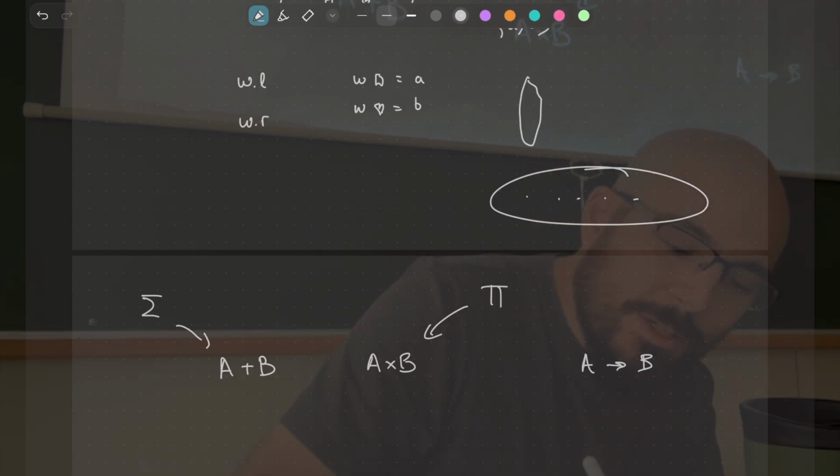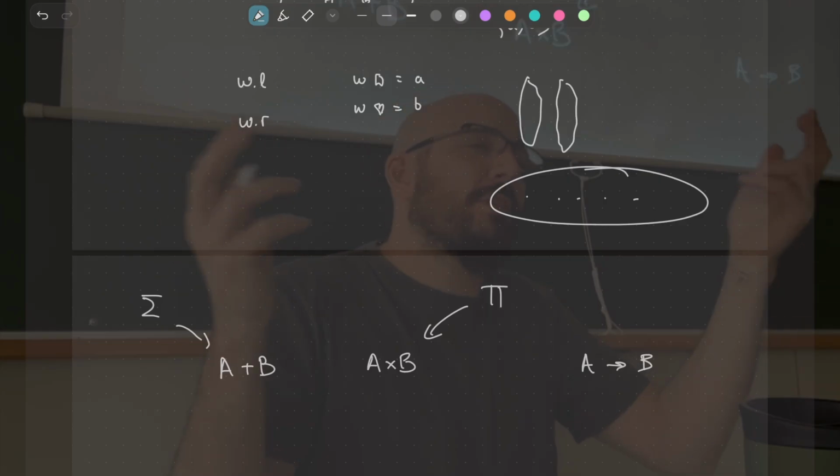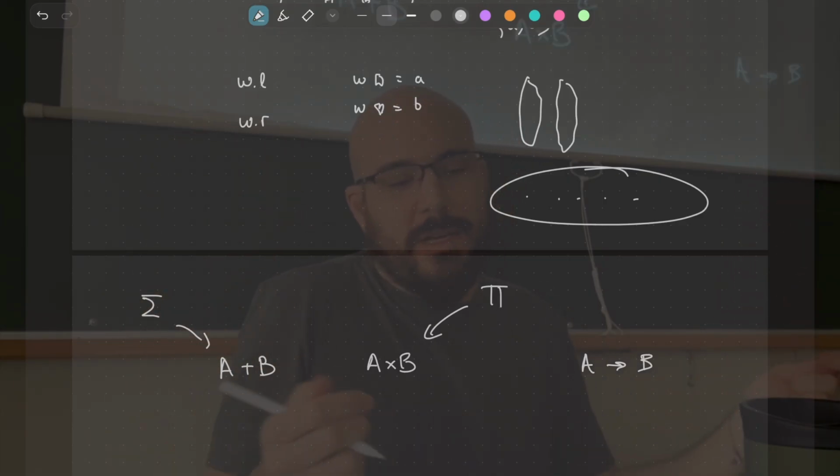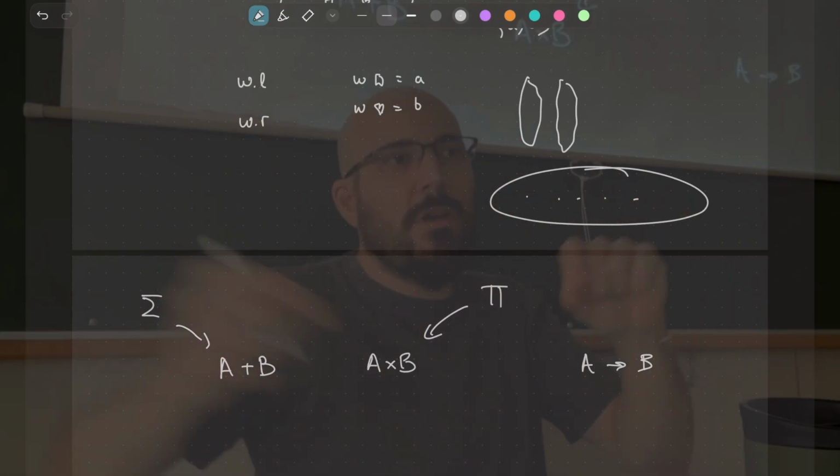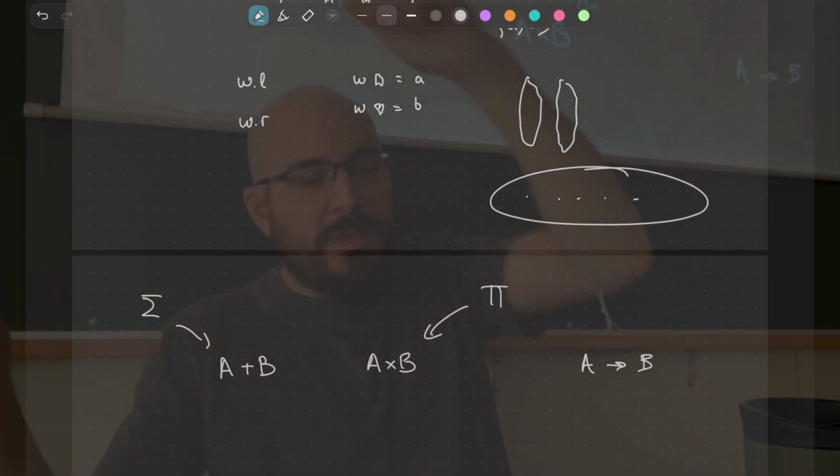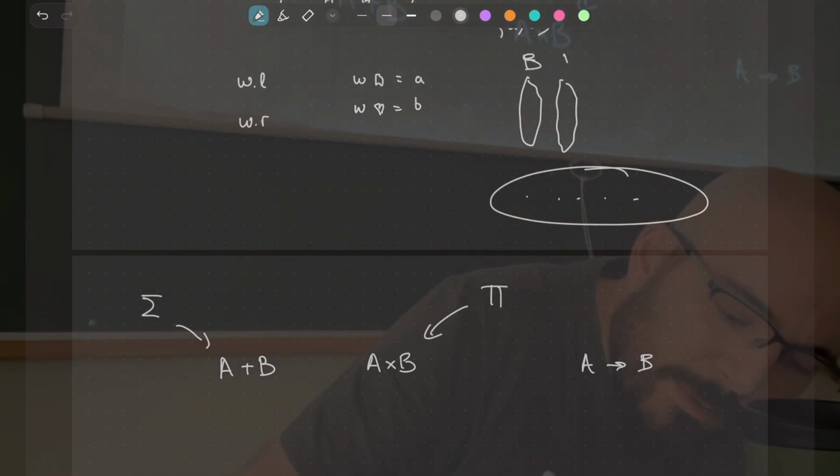So this is the special case where it's a vacuously dependent type because it doesn't really depend, because in each point, it's always the same type. B, B, B, B, right? So here our copies, all of them are B.